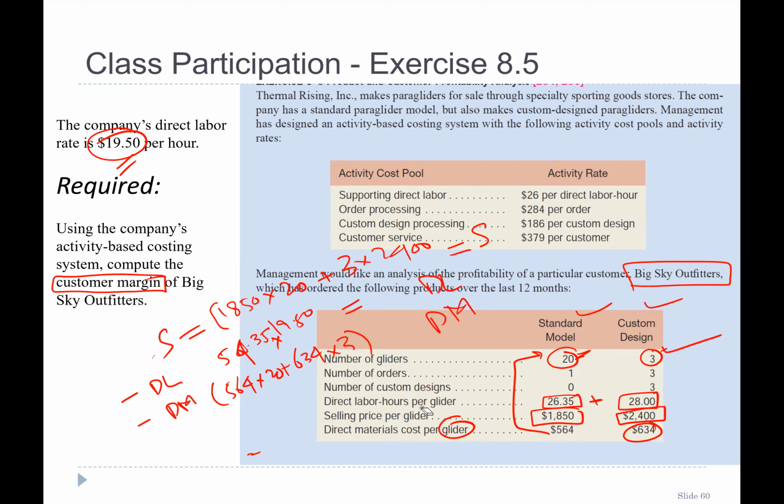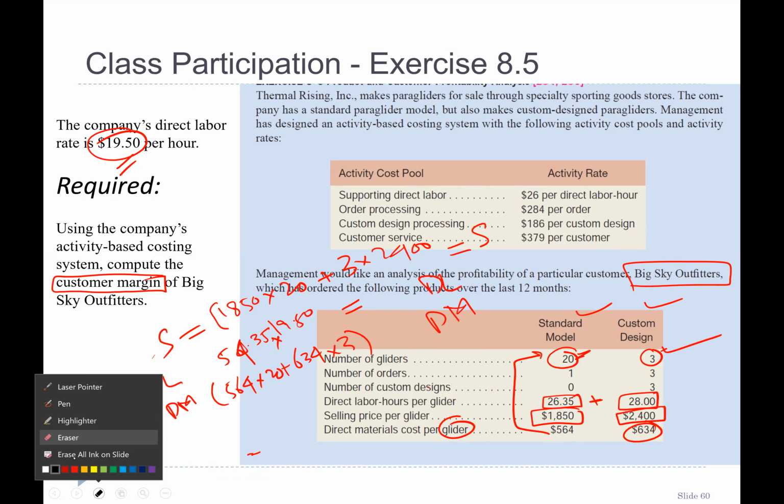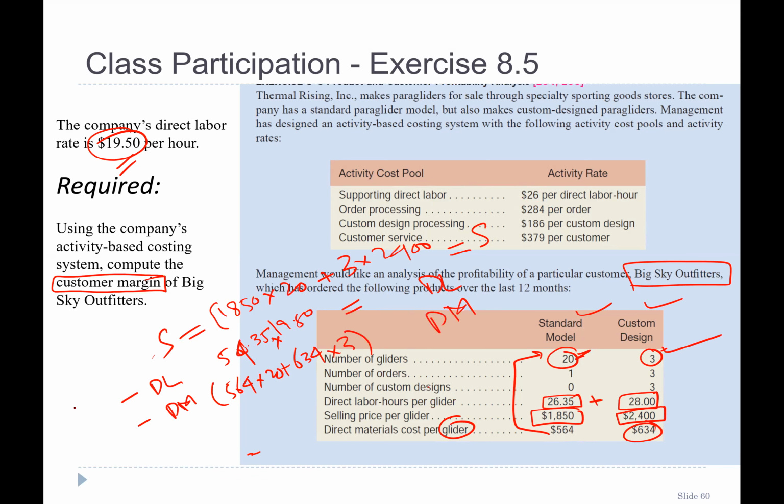And then we need to find out the ABC costing. In traditional costing, we do manufacturing overhead. And now, after finding the direct cost, direct labor and direct material, less ABC costing. In ABC costing we have supporting direct labors. So per hours, the 26 per direct labor hours, right? So how many hours used for this? 54, right?